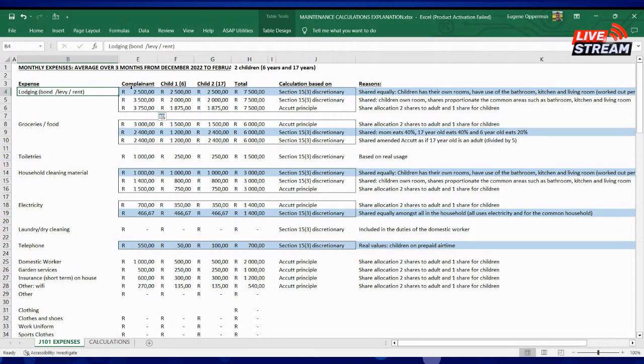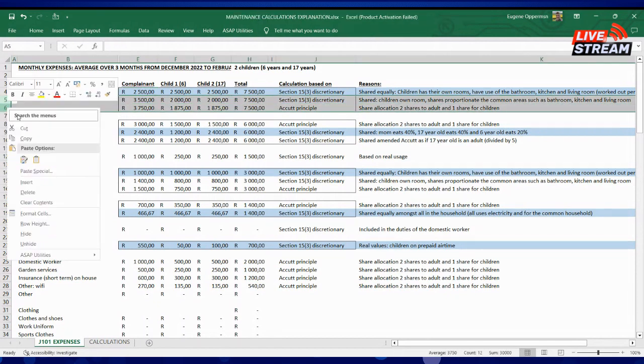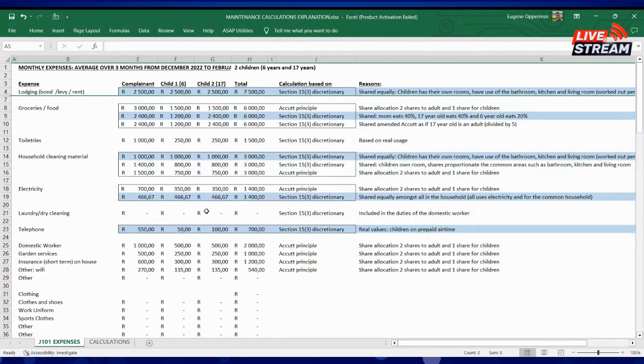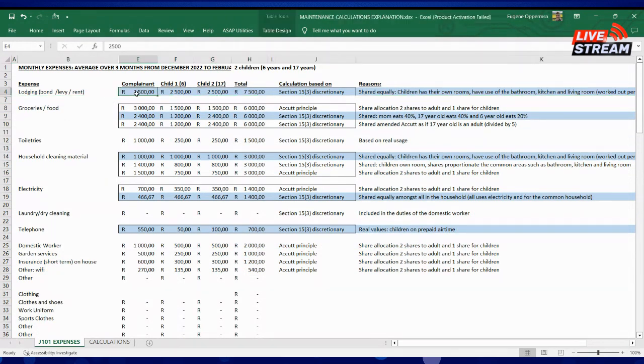So if you work out the spreadsheet and you have those, and you can see, okay, right, these are the three scenarios. Which scenario would benefit me most? Obviously, the first one would benefit you most. And what you simply could do, you could hide that, or you could simply delete those. And then okay, right, that is the portion that you need. That is what you can submit to court, and then you can tell the court that the calculation you've used was based on the discretionary formula, or the discretionary provision in terms of section 15, and the reason for that. The reason was that the children have their own rooms, they've got 100% use of the bathroom, the kitchen, the living room, so it should be split equally.